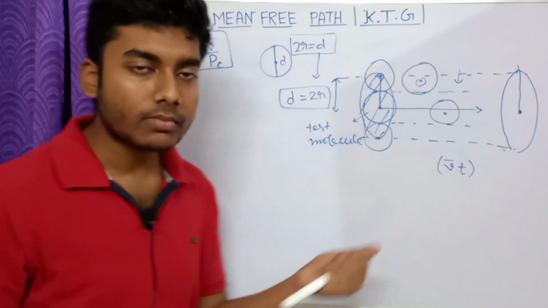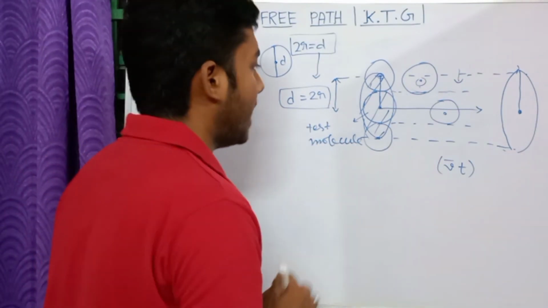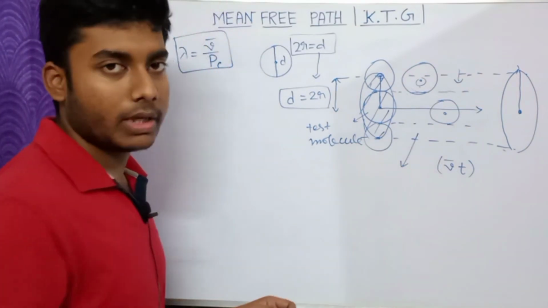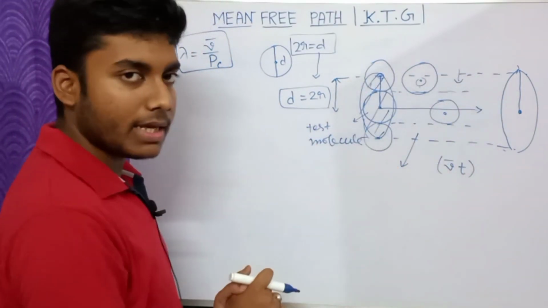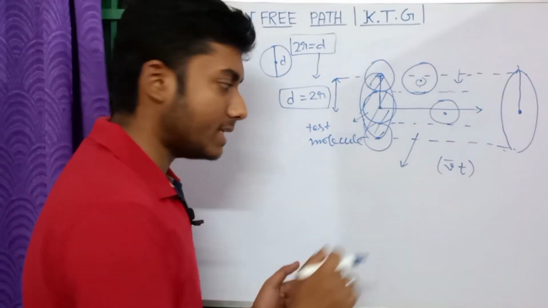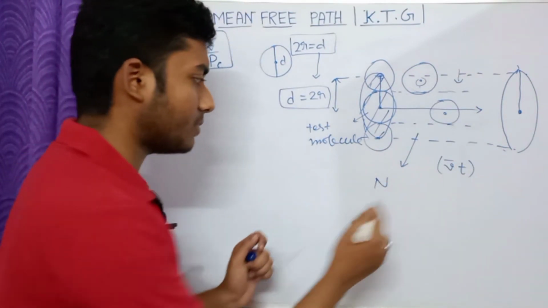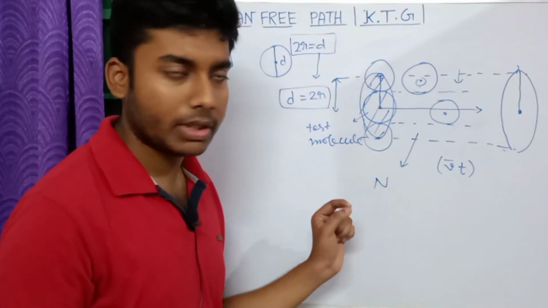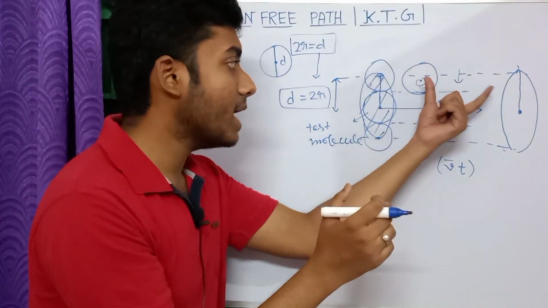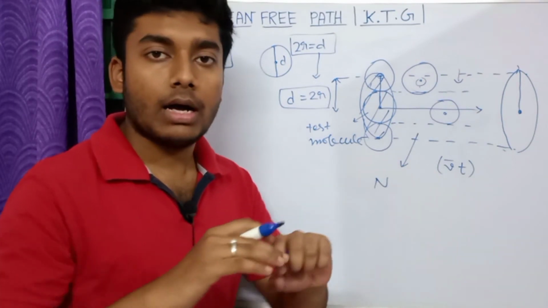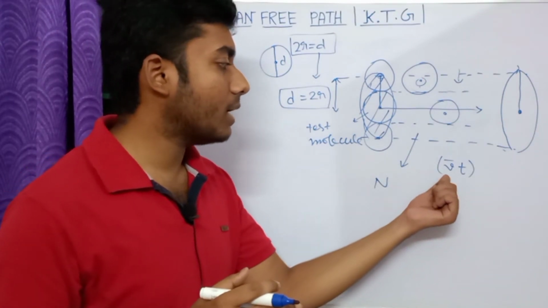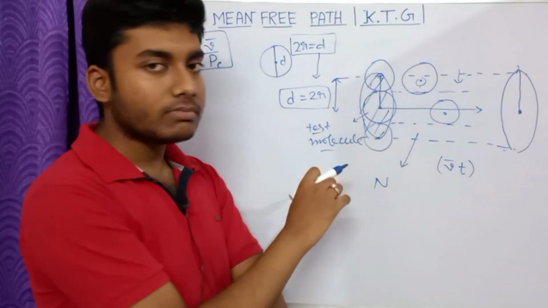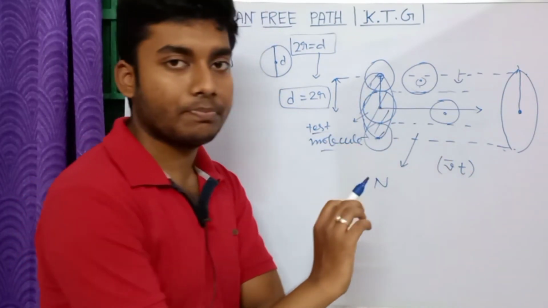So we can say that, suppose the number of molecules present in this imaginary cylinder is n. I am denoting it with n: the number of stationary molecules present in this imaginary cylinder which is swept out by the gas molecule, or by our test molecule, in the time interval t.